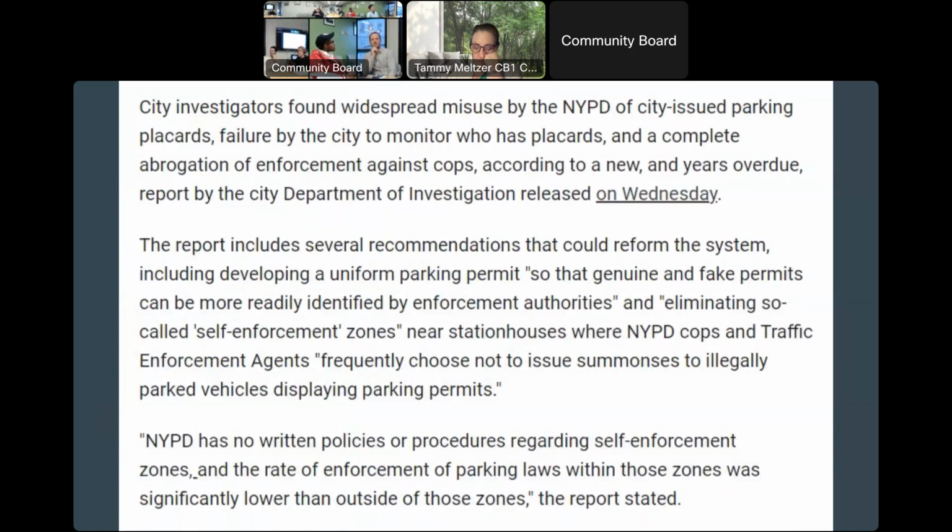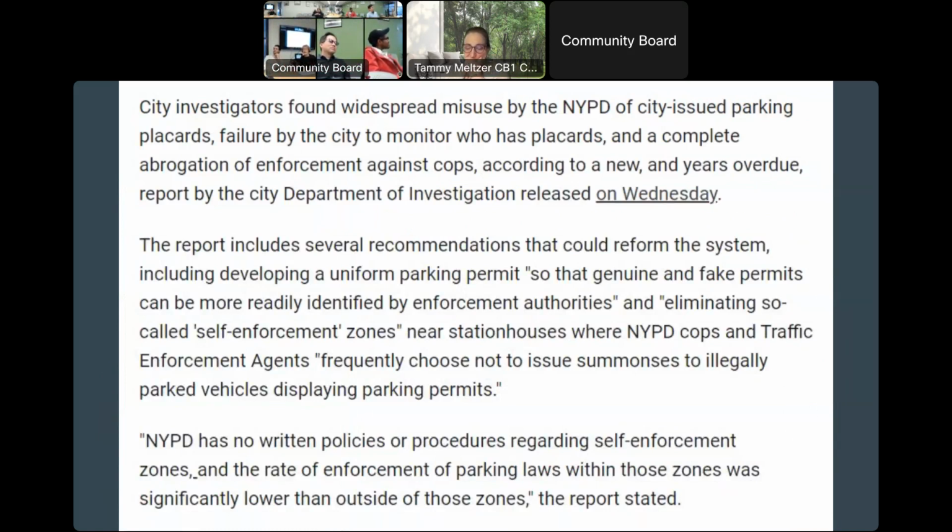Again, they don't really have any written policies or procedures about the self-enforcement zone, which is what they always call around the station houses. But they have nothing to regulate it, so they can say, well, we can park everywhere we want because no one's going to enforce it. So these are some of the complaints that came up.